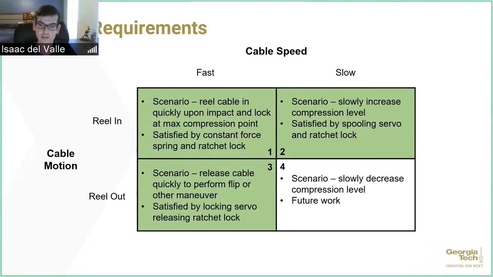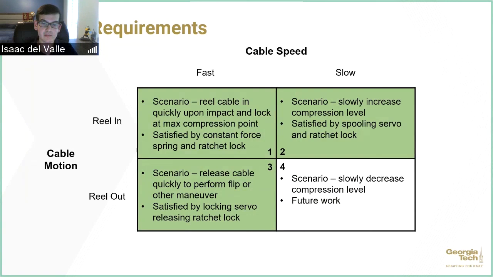So lastly, now we are in the correct position with each unit compressed to its desired state. We want to quickly release the actuating cables now to transform the stored elastic potential energy to kinetic energy and perform a flip in our anticipated direction. This is our third requirement: have the cable be able to reel out quickly.